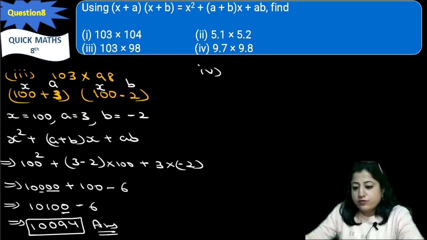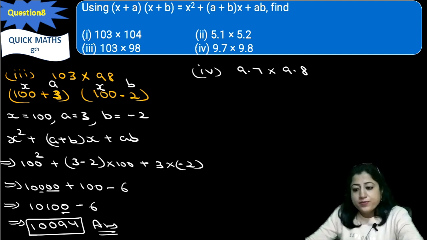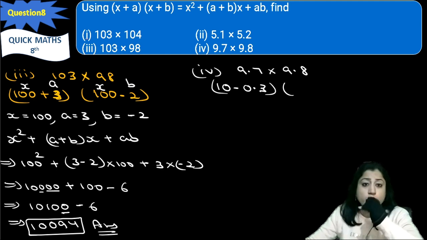Now, the last, fourth part is 9.7 and 9.8. It is quite simple. Both are closer to, we can say, 9. We can write it as 9 also and 10 also. We can write as 10 also because it is 10 minus 0.3, because they are much closer to 10. Instead of 9, we can write it as they are closer to 10.